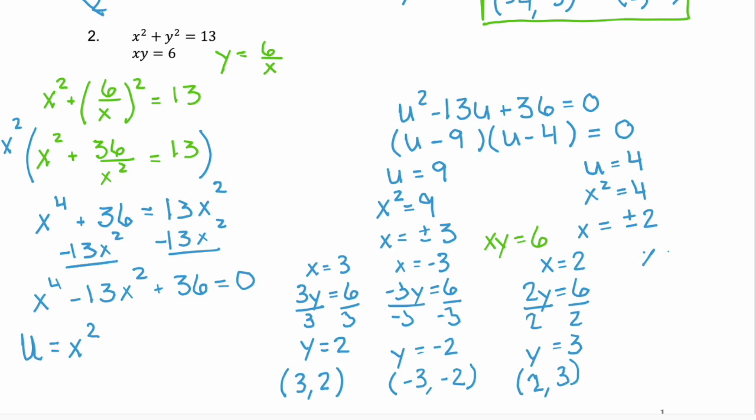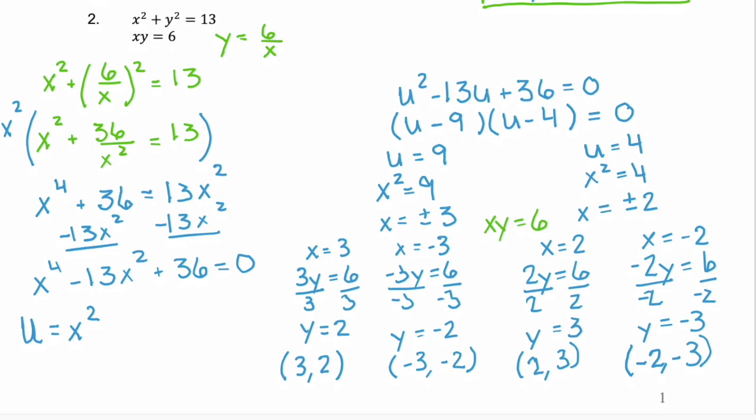And lastly, x equals negative 2. That's negative 2 times y equals 6. Divide by negative 2. And y equals negative 3. And our final point then is negative 2, negative 3. So these two equations intersect at 4 places.